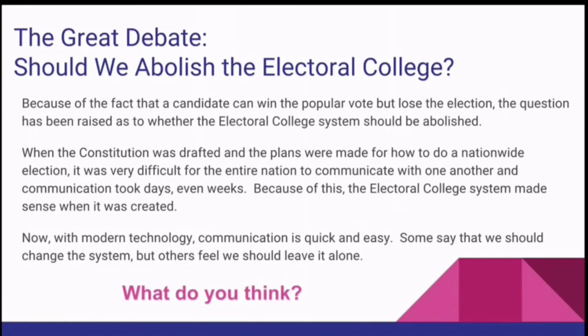This system is very complicated, and it doesn't make sense to a lot of people, so many people feel like we should actually abolish the Electoral College, and it's been debated for a while now. This is mostly because of the fact that a candidate can win the popular vote but lose the election.